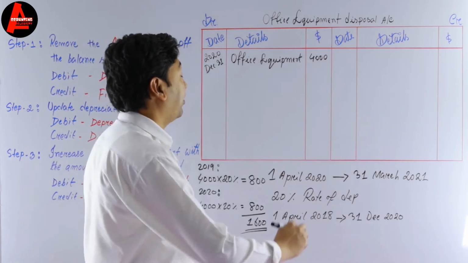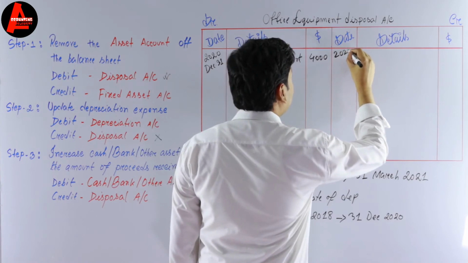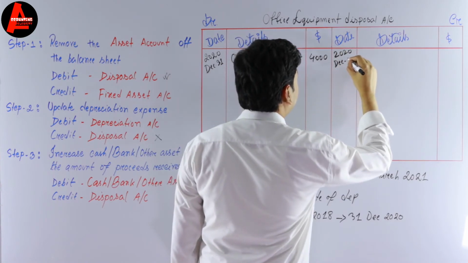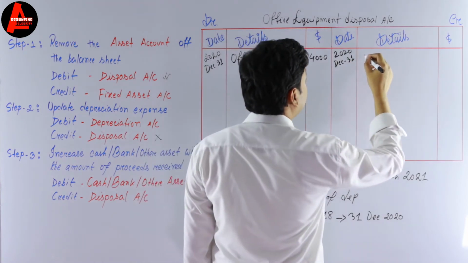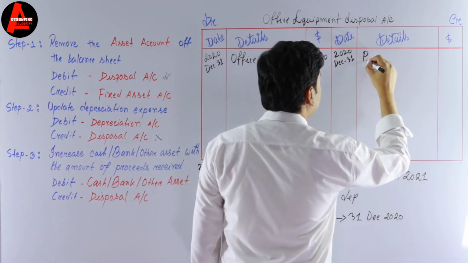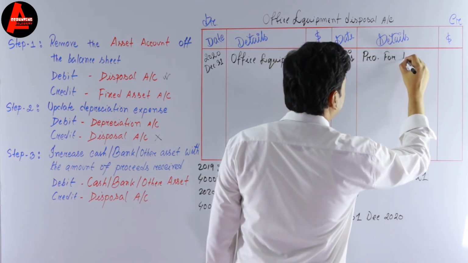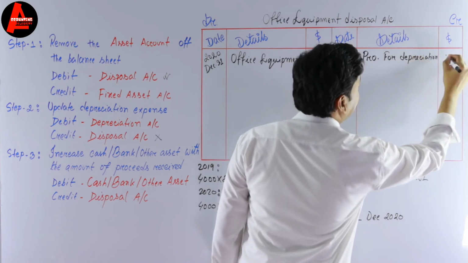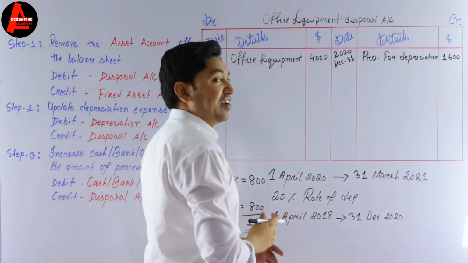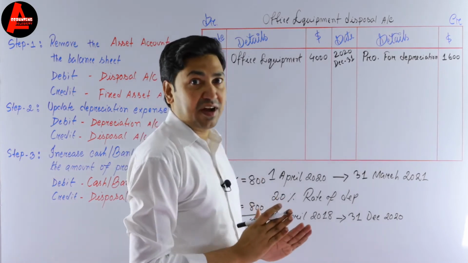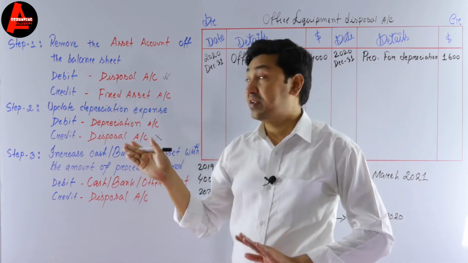Okay, let us go to the credit side. We will write here date first, 2020, and December 31st, the date of disposal. Okay, so we will write here provision for depreciation. Okay, so we calculated here $1,600. Okay, so 2 steps are done. I hope you understood. It is very easy. So just you need to remember these steps.